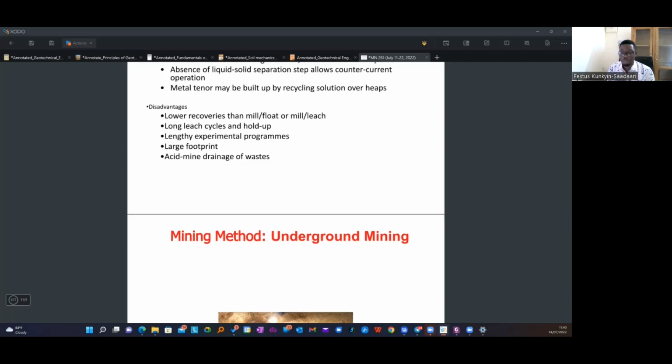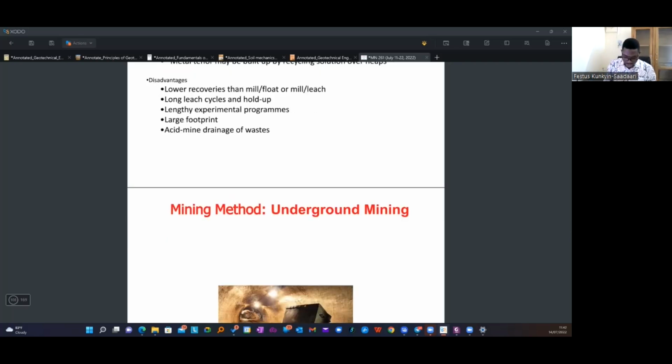Then large footprint. Large footprint here is talking about where you have to set up several of these heap plants. I was explaining the large footprint. The large footprint is where you have to create larger platforms, just like waste dumps, and be placing these materials here and there. And before you realize, a whole concession is filled with these things. And that's what we term as the large footprint.